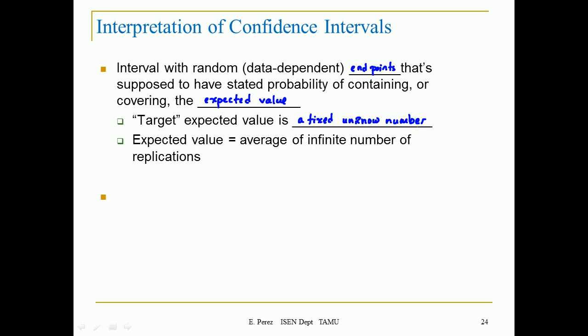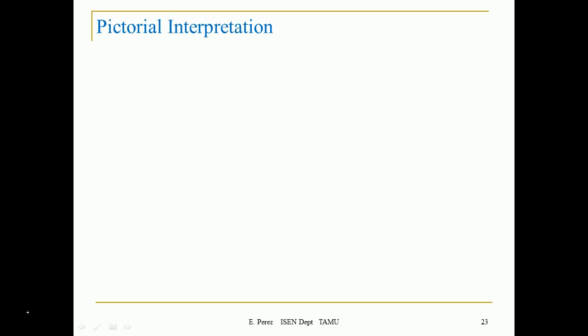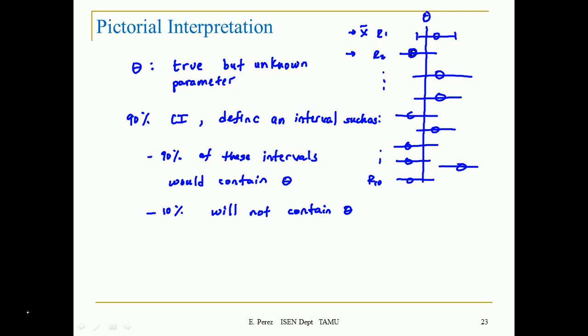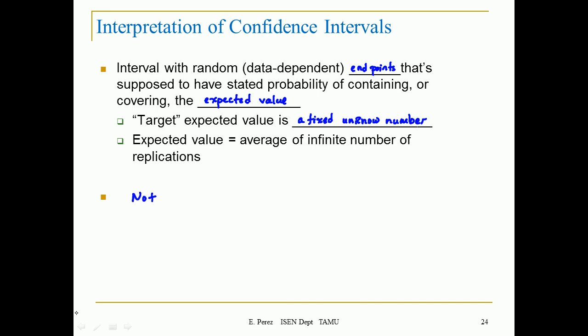So I don't want you to get confused. Most of the time when I ask what a confidence interval is, this is what I just explained. So 90% of the time, this interval is going to contain the true value. It's not an interval that contains, say, 90% of the data. Okay? It's not an interval that contains 90% of the data. It's an interval that will assure that it contains the true value of that expected performance measure 90% of the time. Okay?